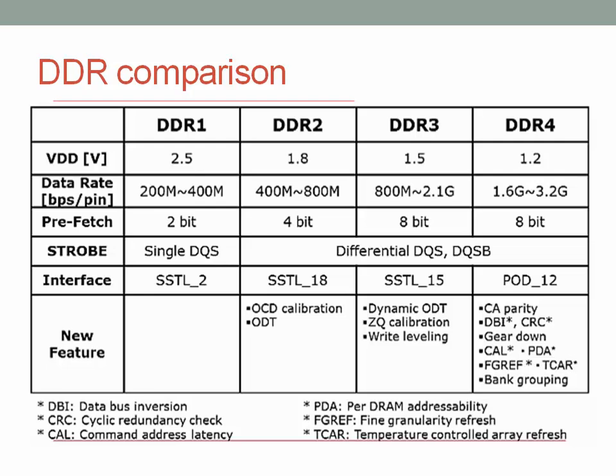Comparing the different DDR generations, we can see that the supply voltage is reducing in the newer generations, and DDR4 goes up to 3.2 giga transfers per second, and it has a prefetch of 8 bits. I'll explain more about this later. And the interface standard is called POD12, compared to the SSTL15 of DDR3, and I'll explain more about this later.